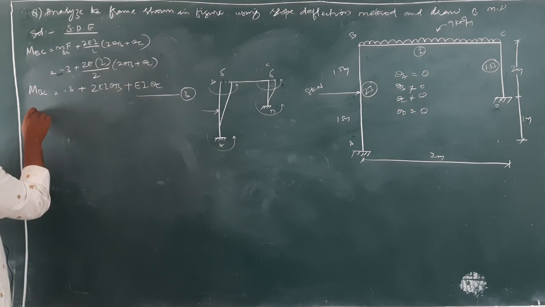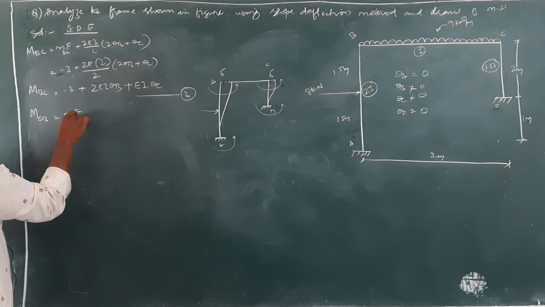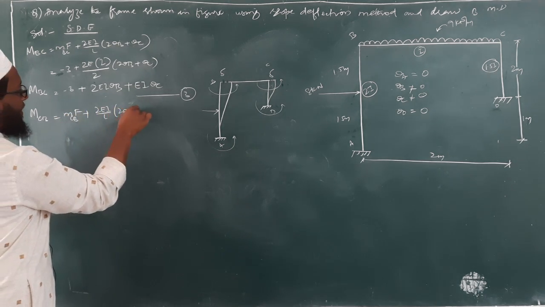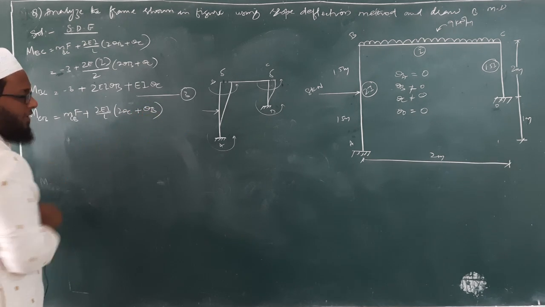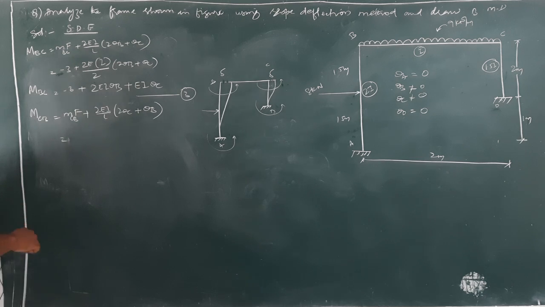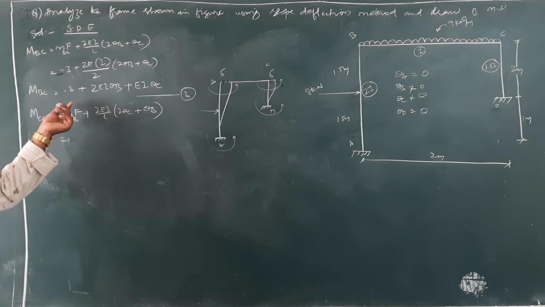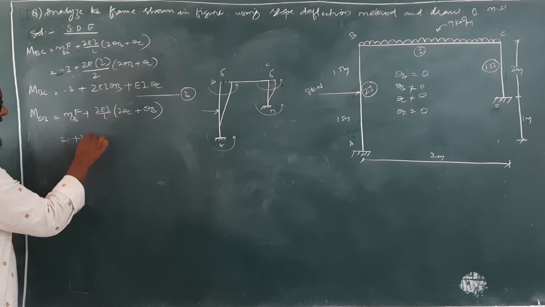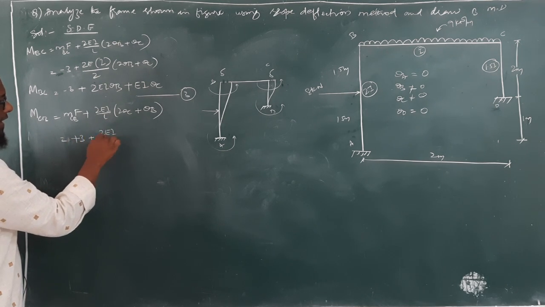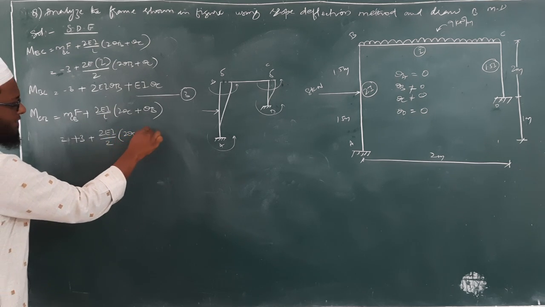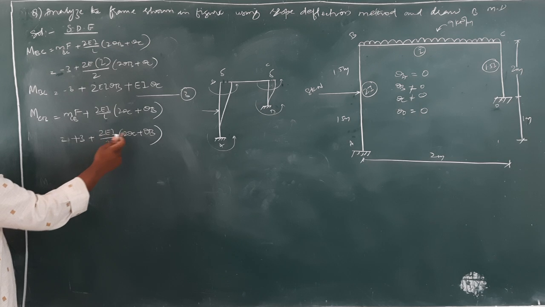Alright. Now we'll move for another one, that is MCB. This is MFCB plus 2EI by L into 2 theta C plus theta B. Please concentrate here. So MFCB. What is the value of MFCB? Plus 3. Plus 2EI by L. What is the value of L? 2 into 2 theta C plus theta B. So 2 2s are 4 by 2.